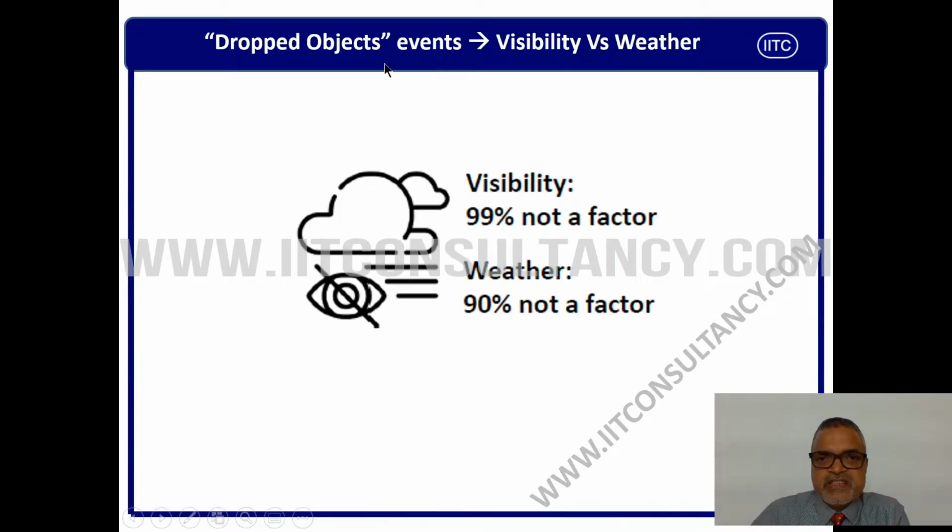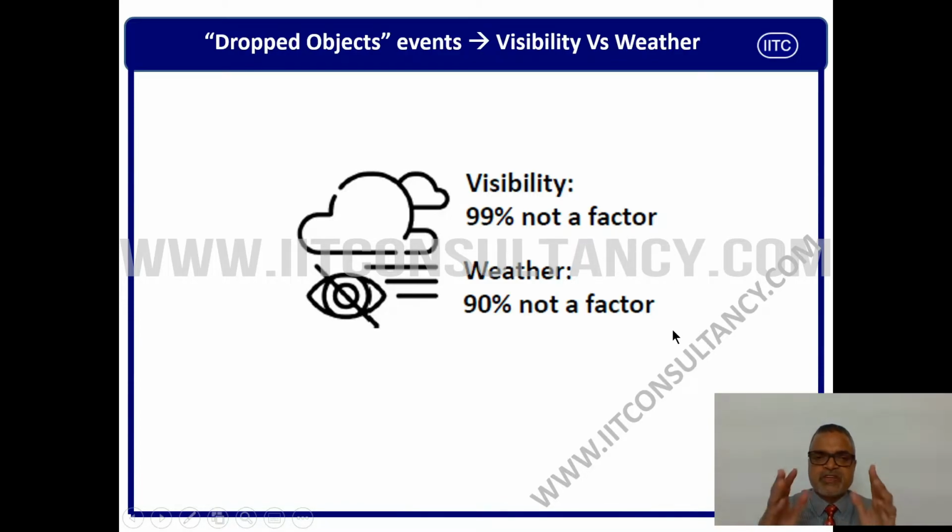In this slide, if you see the drop object events with respect to visibility and with respect to weather. If you see the statistics, you see that in 99% of cases visibility is not a factor. Say for example, if there are 100 falls from height, in 99% visibility was not a contributor to the object falling or to the drop object. And even weather, 90% of the situations out of 100% are not related to weather.